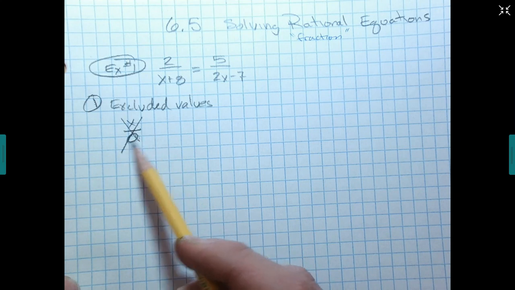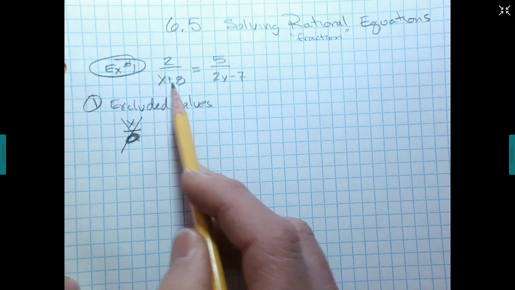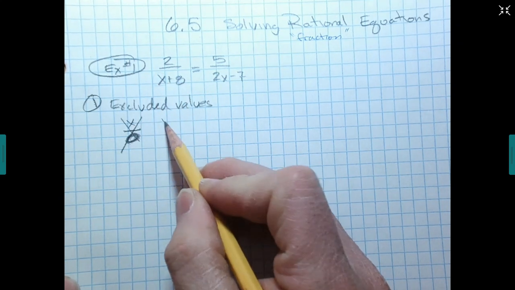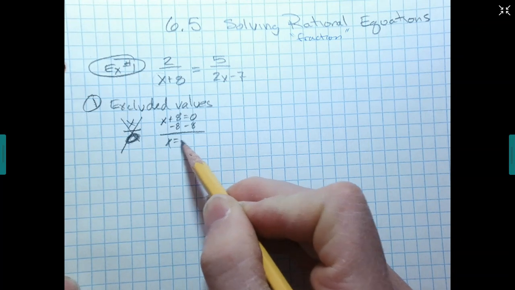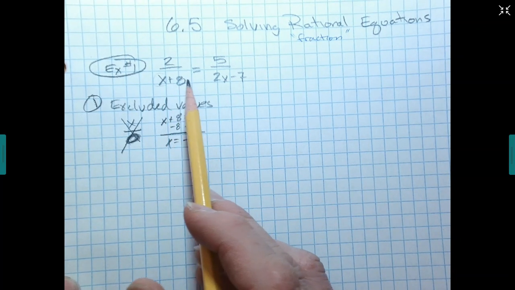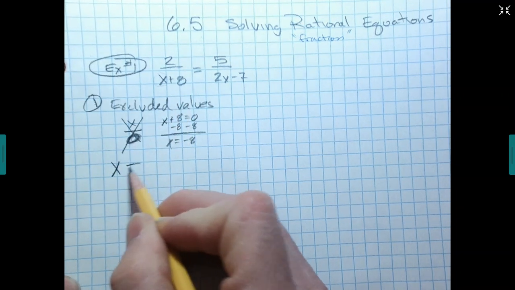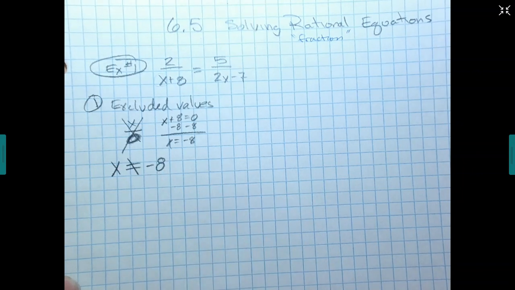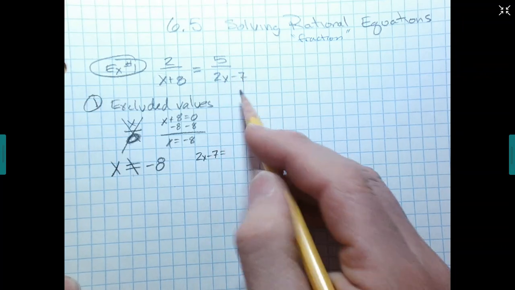So if you ever get a 0 on the bottom, or if there's a number that will get you to 0 on the bottom, that's an excluded value. For example, what can x equal that would make this 0? Well, x plus 8, what would it equal 0? If x was negative 8, this would be 0, and we cannot have 0 on the bottom. So for this equation, x cannot equal negative 8. That's an excluded value.